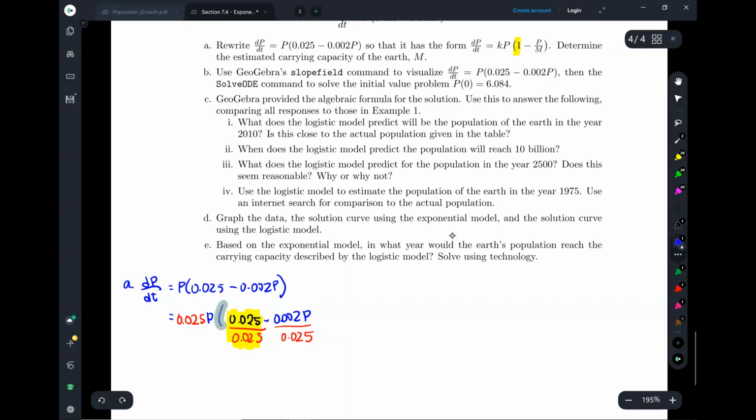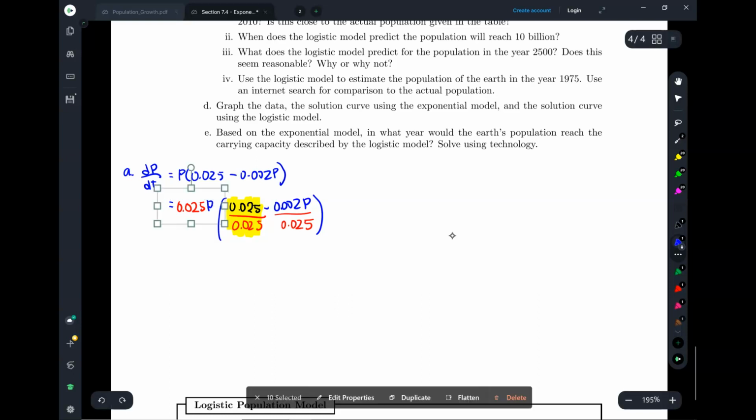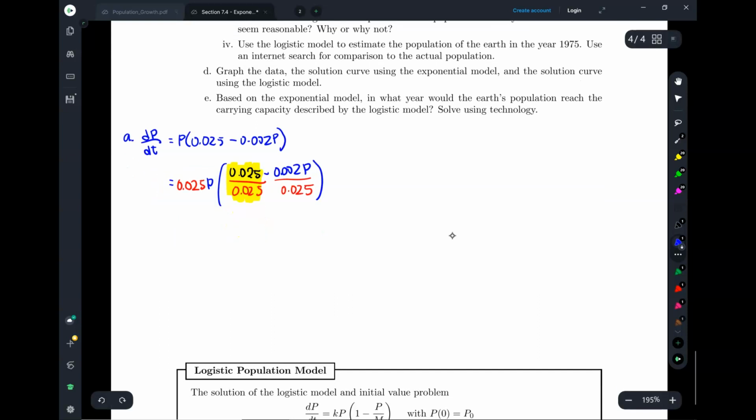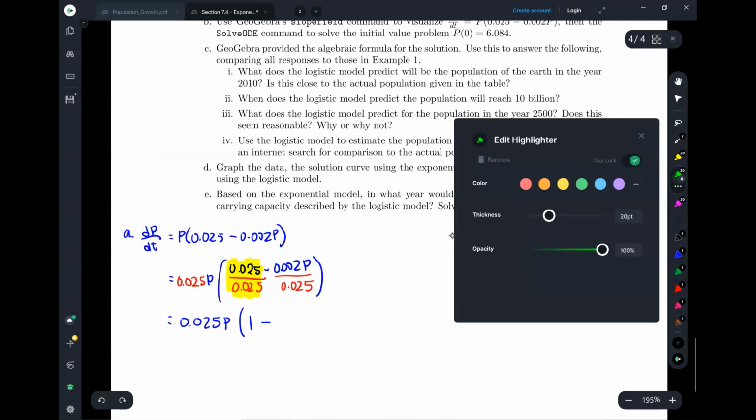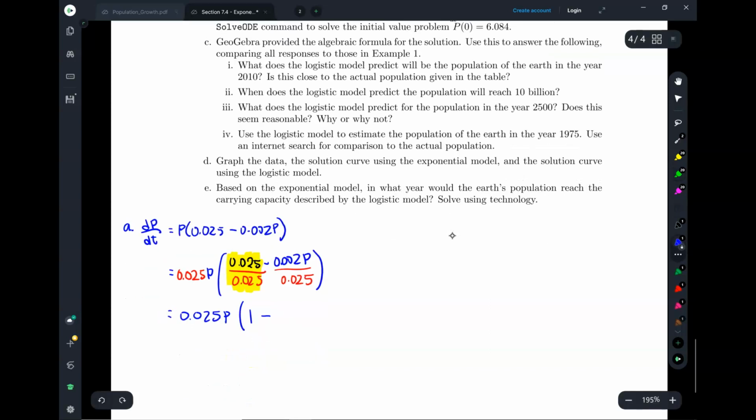Anytime I have division, if the parentheses aren't elongated, it bothers my eyes. So, okay, there, and then we'll center that a little bit. Okay, so we'd end up having 0.025p, 1 minus, now we want this part to be p divided by m. Okay? So I'll actually just highlight the m part. We already have a p part. So p divided by m.